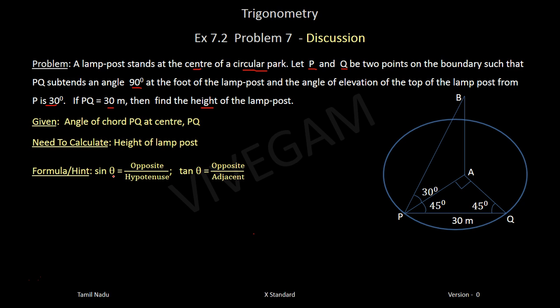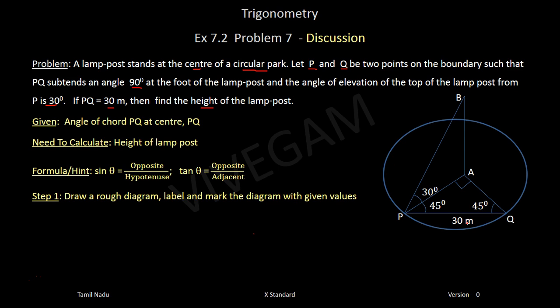Okay, the formulas which will be used are sin theta equal to opposite by hypotenuse for this triangle, and then tan theta will be used for this triangle, that is PAB. Okay, right. First step, draw the rough diagram, label and mark the diagram with given values. So that is what you have done.